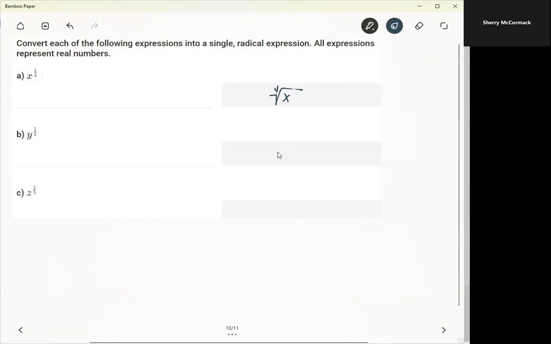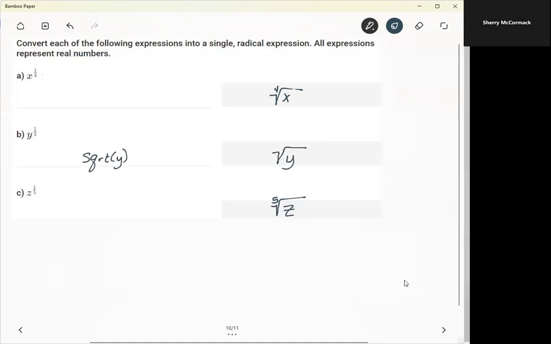So for this one, this is going to be the square root of y. Now notice I did not write a 2 here. Okay, so for this one, remember we want this to be the square root of y. Now for this one, z, and this is the 5th root of z to the first power. Z to the first power is still z, so I'm going to leave it like that.